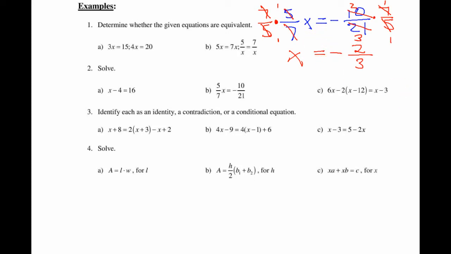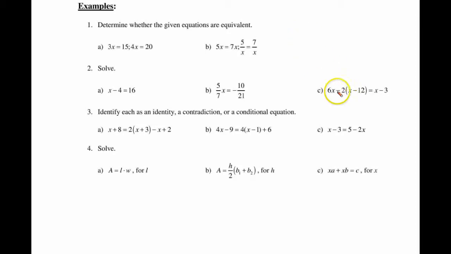All right, let's do another. And this is our little workspace here. So we have 6x minus 2 times x minus 12 equals x minus 3. Now there is a series of steps that we do when we solve equations.